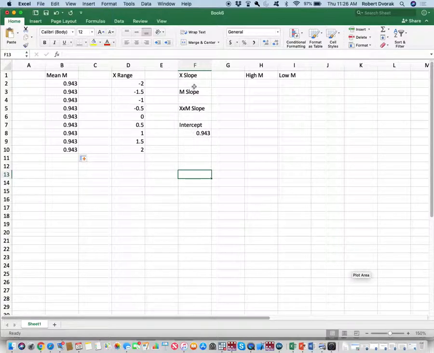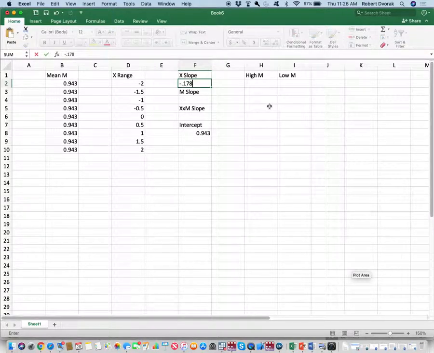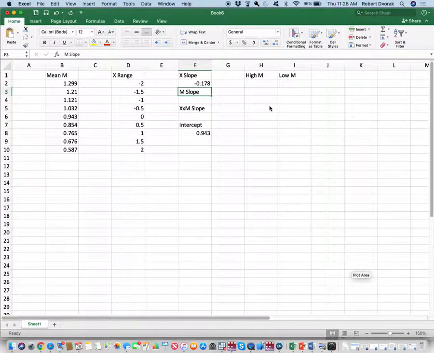What is our x slope? What is the slope of distress tolerance? Negative 0.178. What's going to happen when I hit enter here? It's going to change the mean of m. All of them or just one? It's going to change them all, and are they all going to be the same? No, right? That is our new slope of x when m is held constant at 0, right?